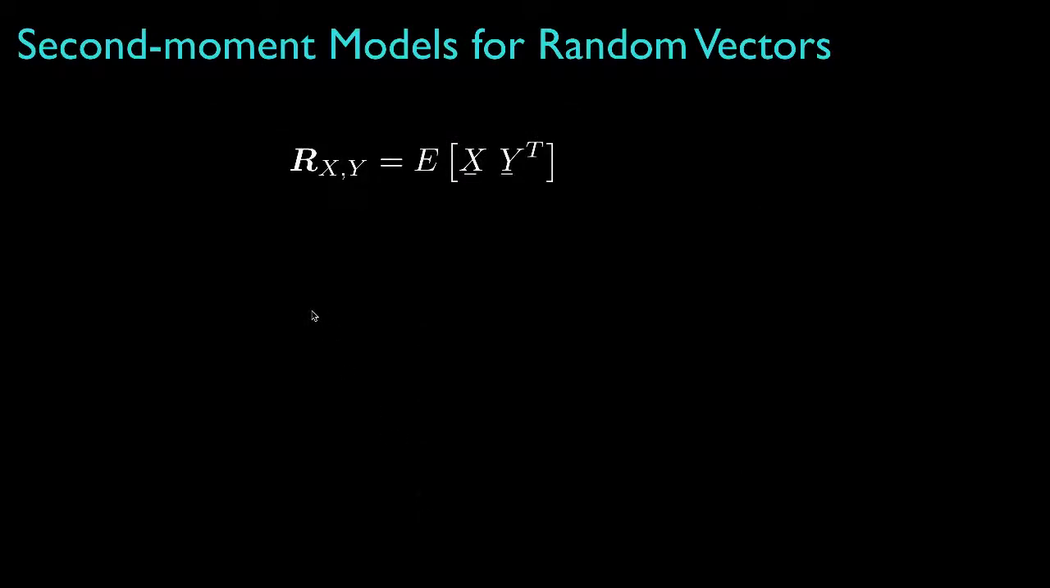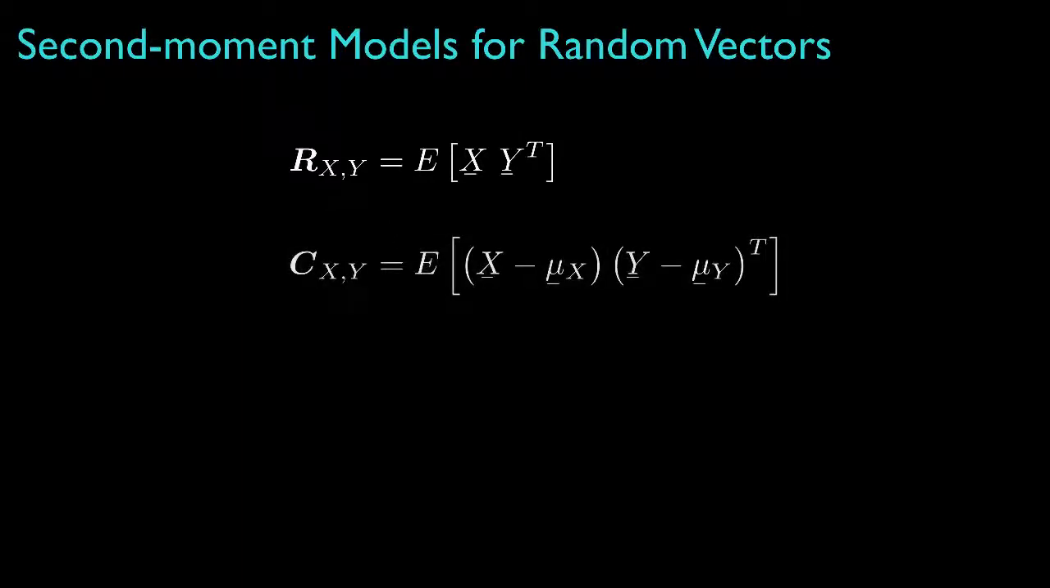Now, sometimes we'll be interested in the relationship between two random vectors, and when we do that, the cross correlation, which is the expected value of the outer product of the two vectors, is an important matrix quantity, as is the closely related cross covariance, which is the expected value of the outer product of the random vectors with their means removed. Much like we found with the covariance, the cross covariance is equal to the cross correlation minus the outer product of the means.